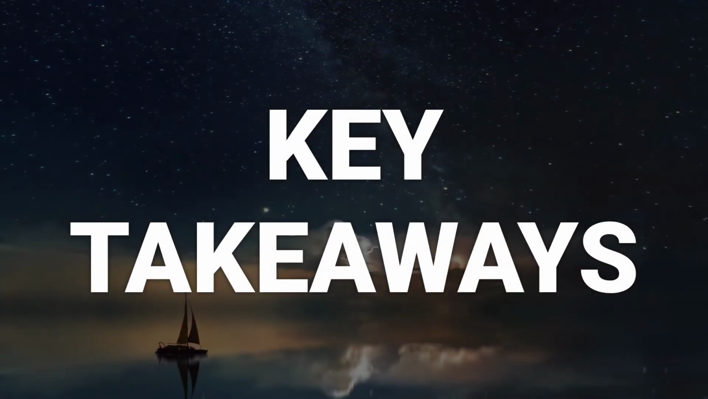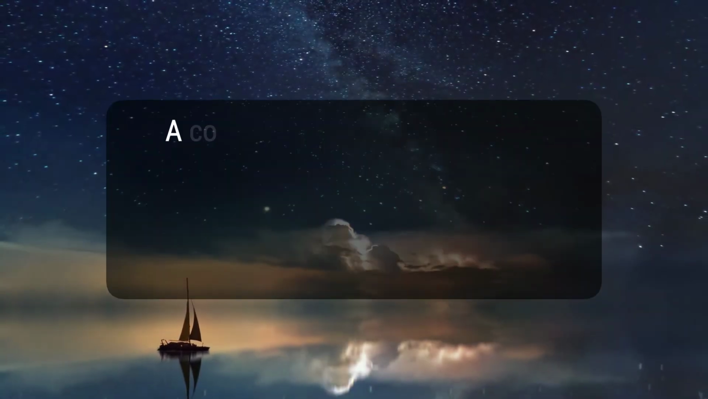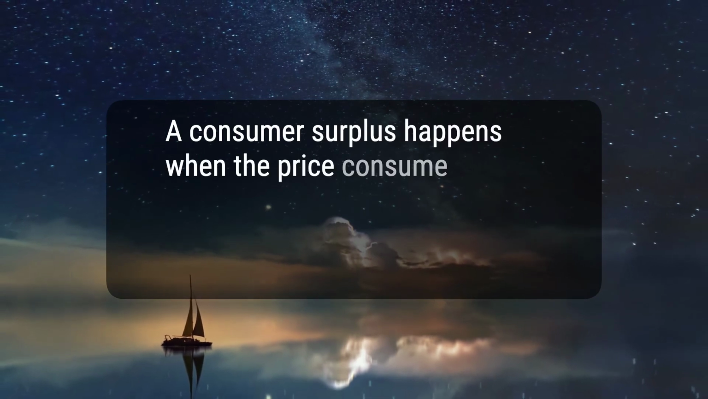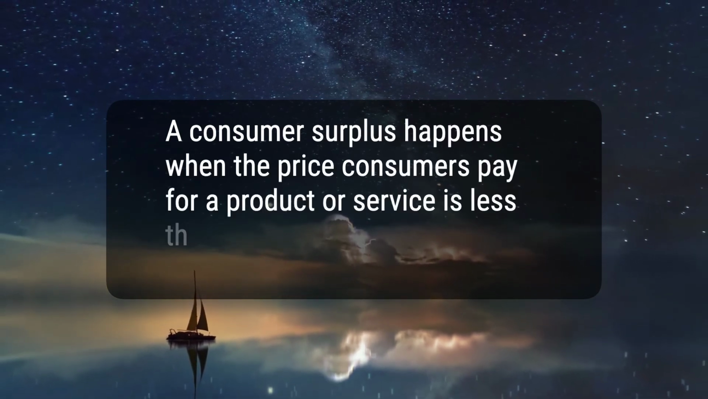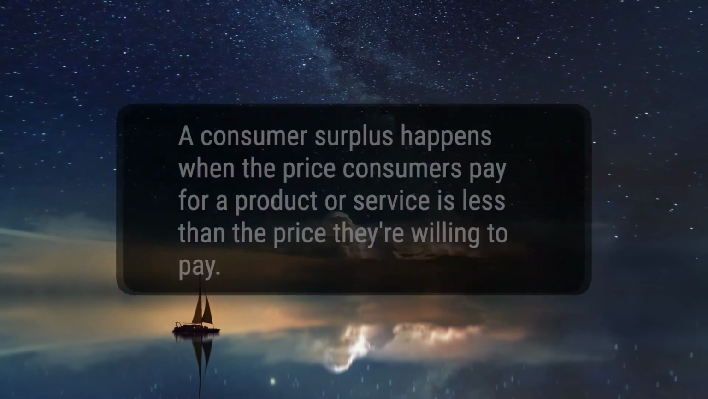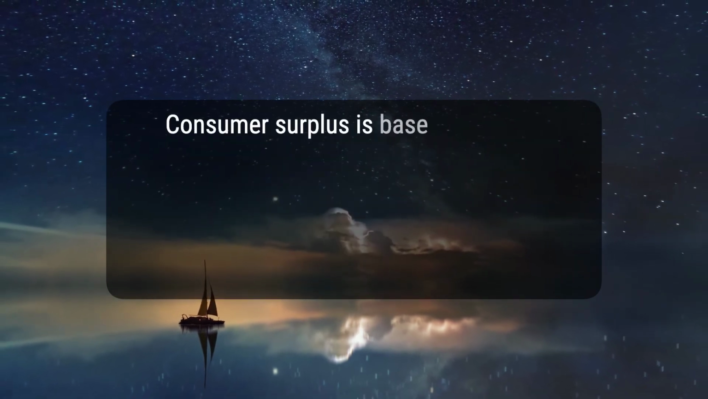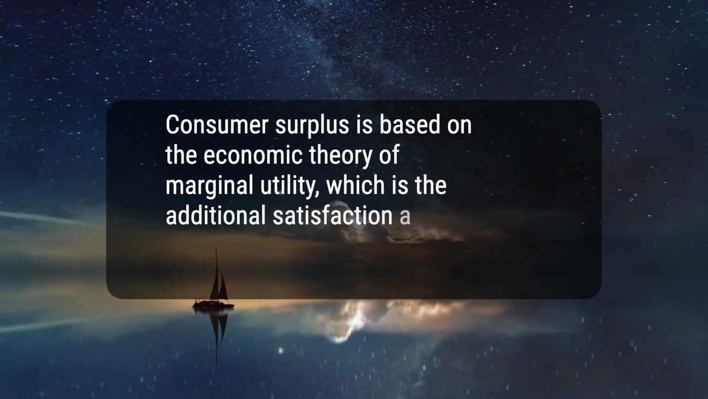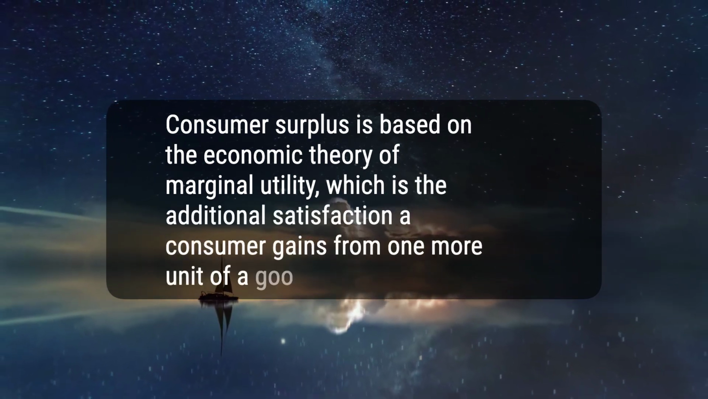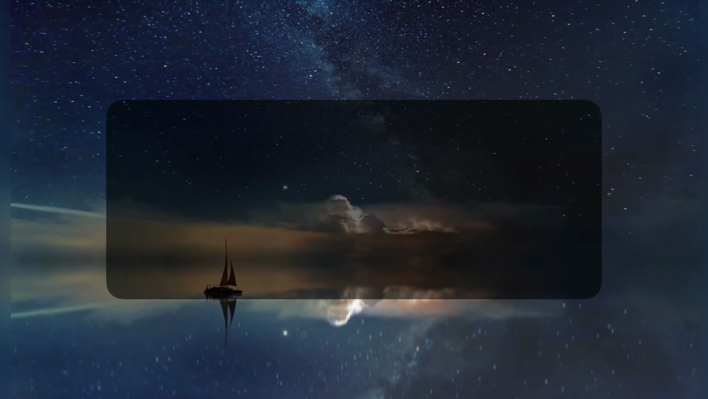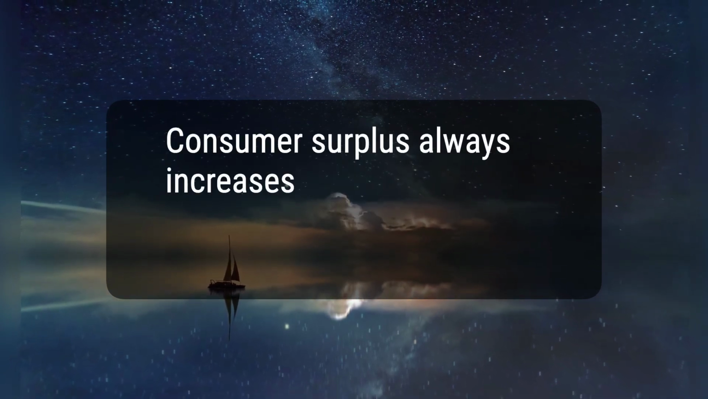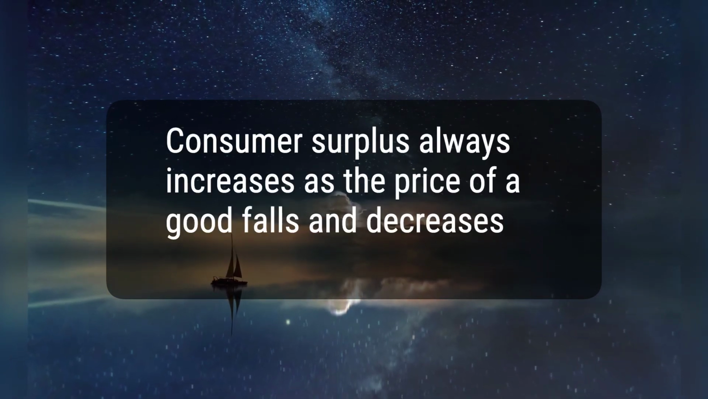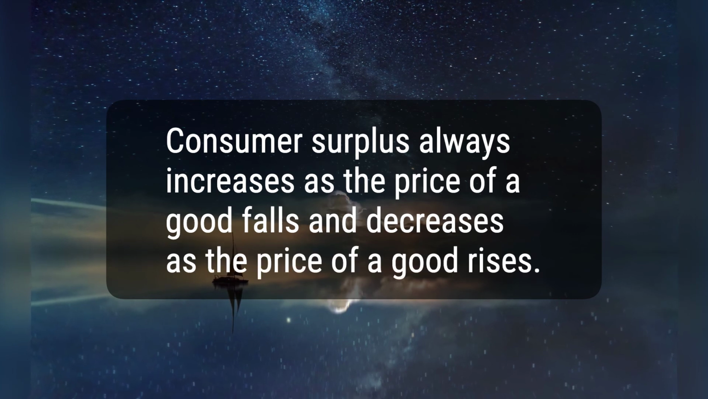Here are 3 key takeaways. 1. A consumer surplus happens when the price consumers pay for a product or service is less than the price they're willing to pay. 2. Consumer surplus is based on the economic theory of marginal utility, which is the additional satisfaction a consumer gains from one more unit of a good or service. 3. Consumer surplus always increases as the price of a good falls and decreases as the price of a good rises. Hope this would help.